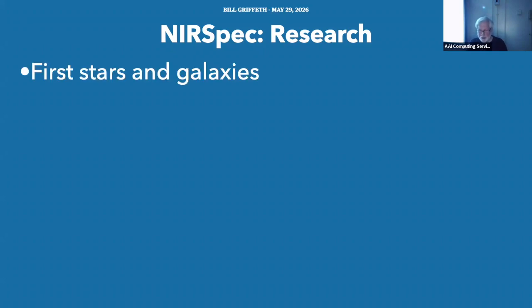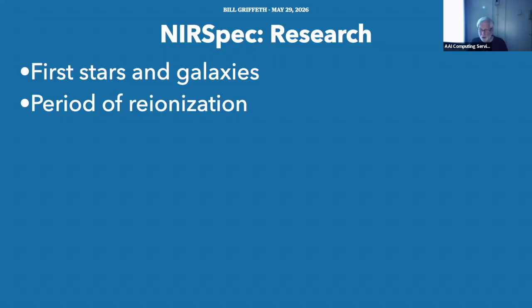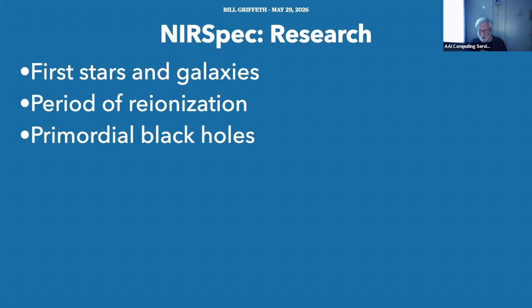First, finding and studying the first stars and galaxies. Second, investigating the period of reionization when light from the first stars began to ionize the neutral hydrogen that filled the universe. Third, determining whether black holes formed even before the first stars, so-called primordial black holes. Fourth, figuring out how galaxies were first assembled.